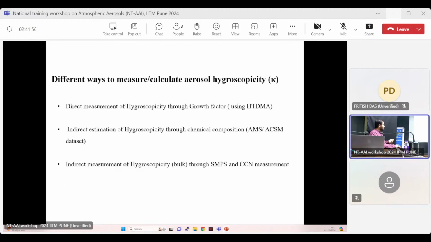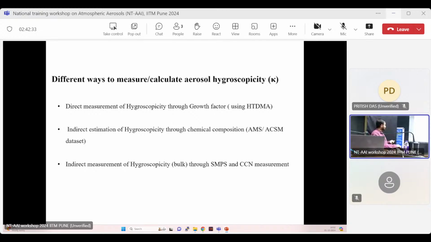So there are different ways to measure this aerosol hygroscopicity. One is the direct measurement of hygroscopicity, for which we utilize the humidified tandem differential mobility analyzer. There are other indirect ways to estimate your hygroscopicity as well. If you don't have this instrument setup, you can utilize passive information to derive or estimate some kind of hygroscopicity, which you can utilize for your CCN prediction, or aerosol to cloud activation.